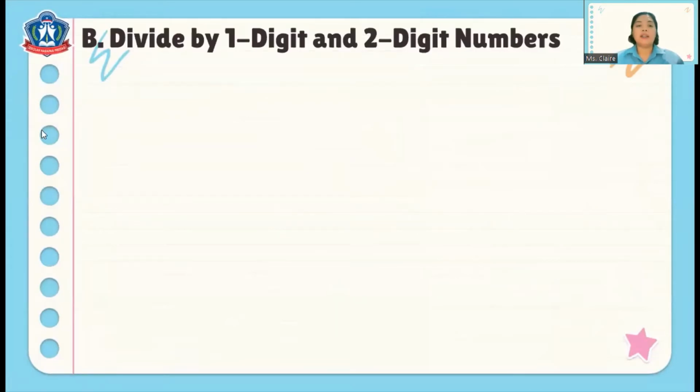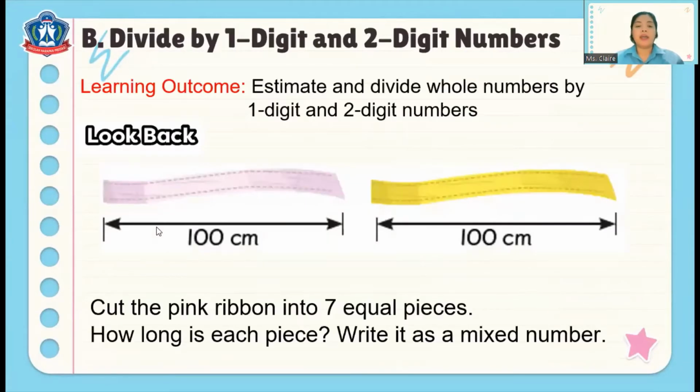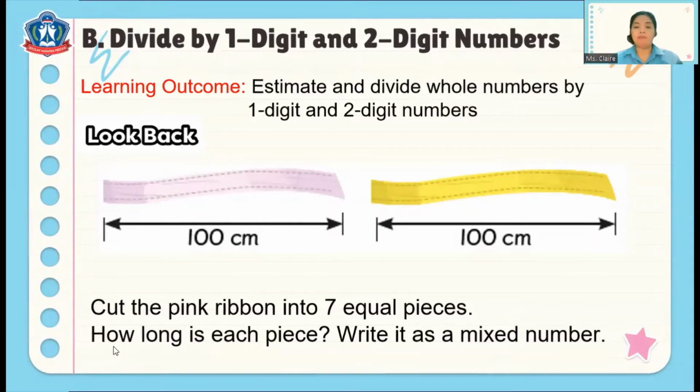Now let's go to lesson 2 or lesson B, dividing by one-digit and two-digit numbers. Okay, look at this ribbon. We have here a pink and yellow ribbon. Cut the pink ribbon into 7 equal pieces. How long is each piece? Write it as a mixed number. So how are we going to solve this one? Simply by dividing 100 by 7.